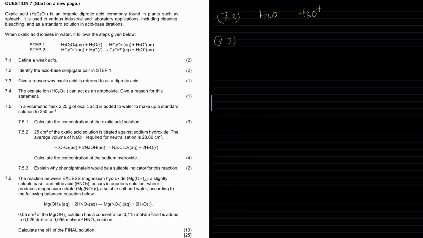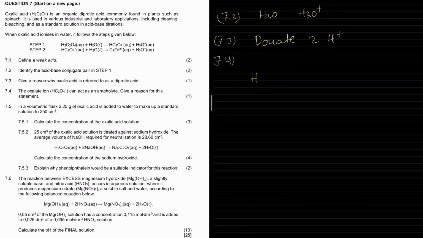7.3, give a reason why oxalic acid is referred to as a diprotic acid. It's because it can donate 2 protons. So if you look at the steps here, there's 2 steps, and each step is donating a proton. So it can donate 2 protons, hence the term diprotic. Question 7.4. The oxalate ion can act as an ampholyte. Give a reason for the statement.